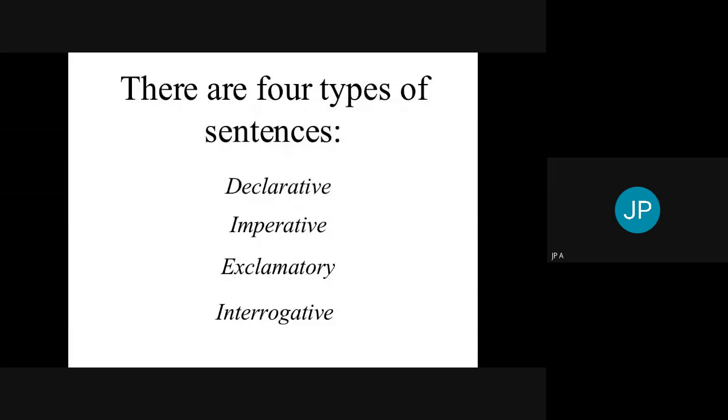Exclamatory sentences mean sudden feelings of happiness, joy, sorrow.